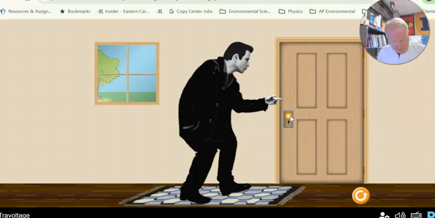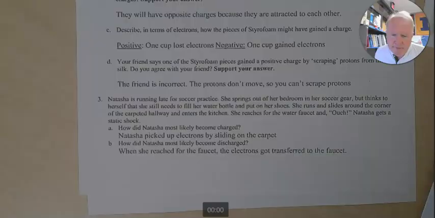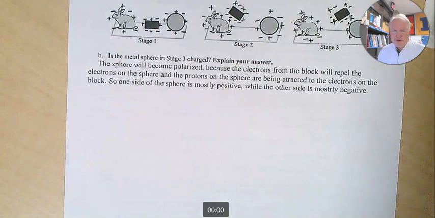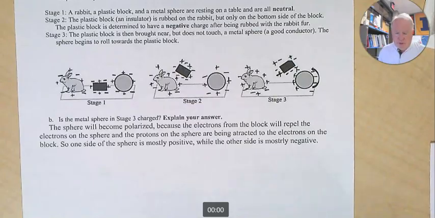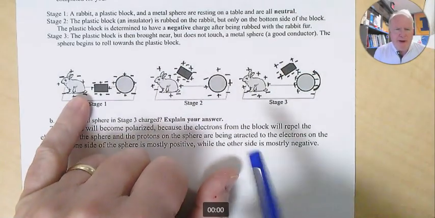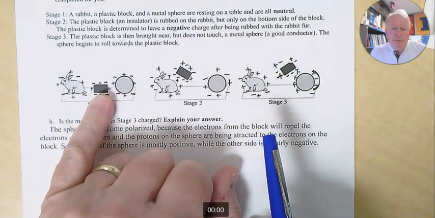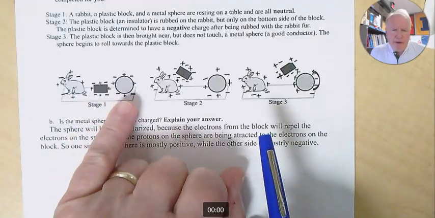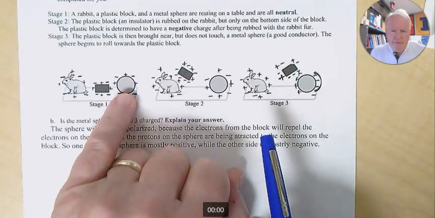All right, so the next question is really kind of tough, and so I want to help you guys out a little bit by drawing it out for you. This is about the example that I showed you guys with the PVC pipe and the Coke can. And so this is very similar. We've got a rabbit, we've got a block of styrofoam, and then we've got a sphere, okay?